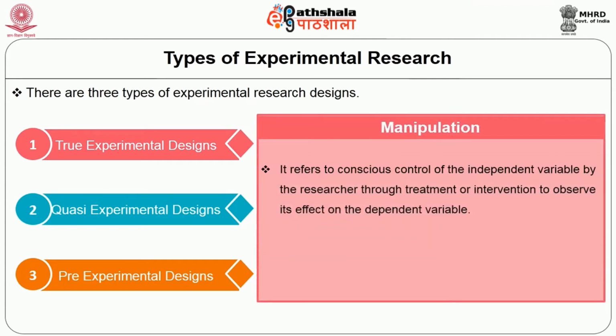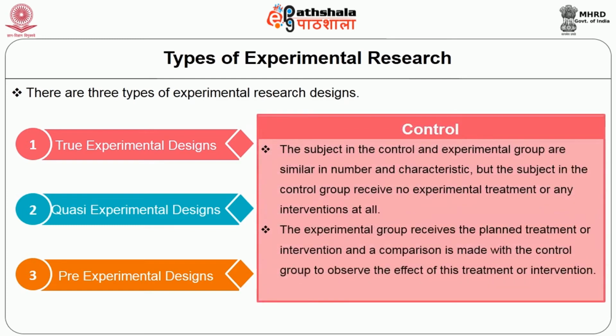Now let us see what is meant by manipulation. Manipulation refers to conscious control of the independent variable by the researcher through treatment or interventions to observe its effect on the dependent variable. So next comes the control. Here control is another essential element of true experimental design. Control refers to the use of a control group and controlling the effect of extraneous variables on the dependent variable in which the researcher is interested.